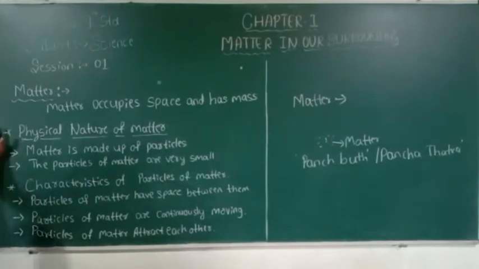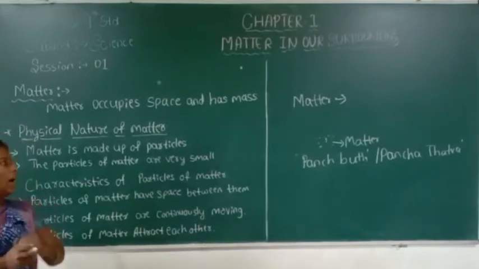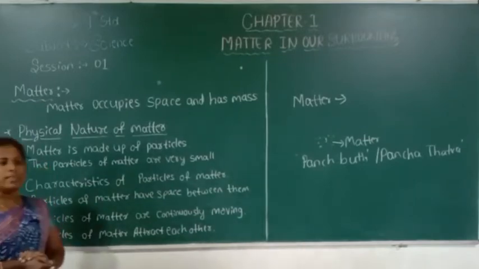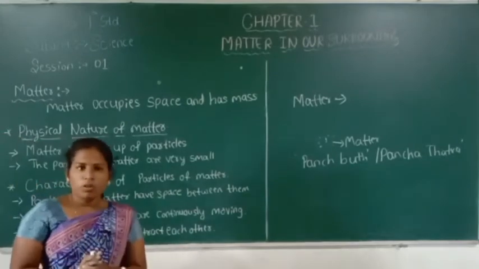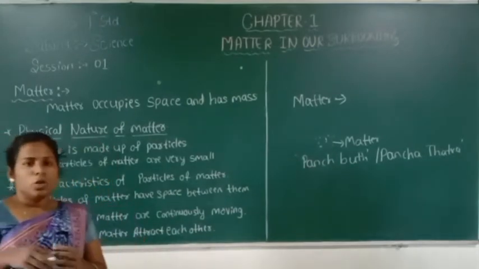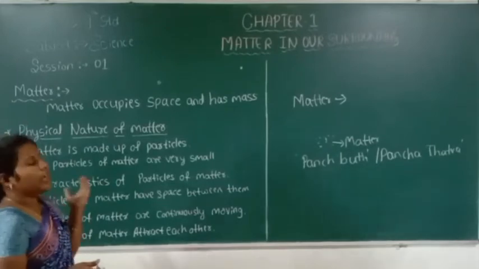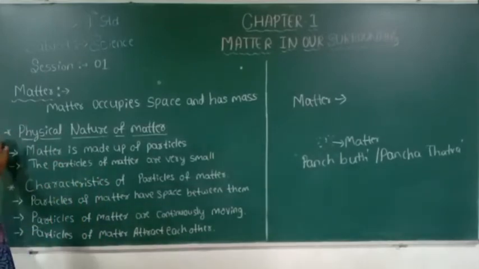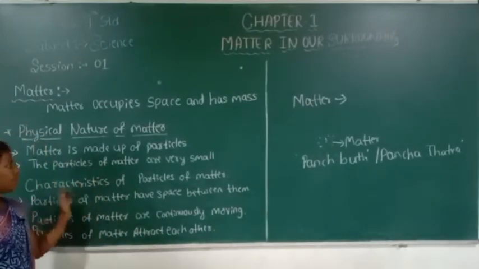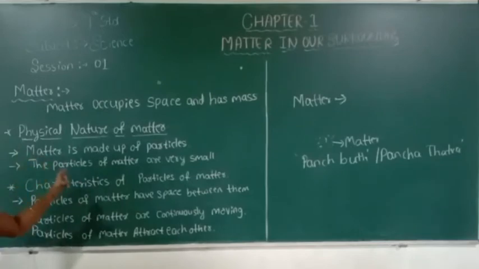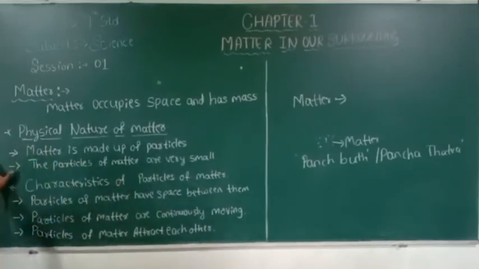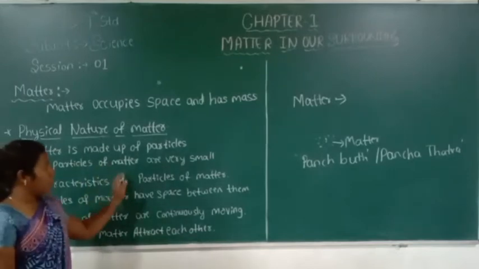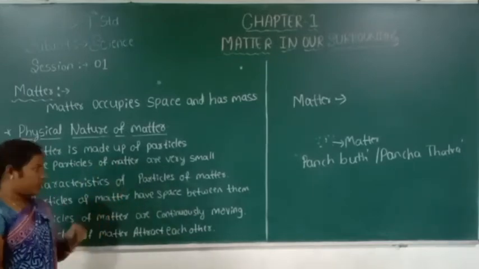So first, once again I will repeat: matter is that which occupies space and has mass. For example, a duster, a bottle or a book. Everything in the universe is matter. And the physical nature of matter, first, is that matter is made up of particles. Every matter is made up of particles. The particles of matter are very small.